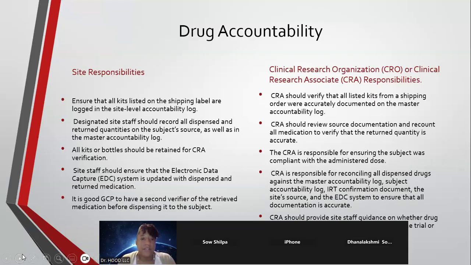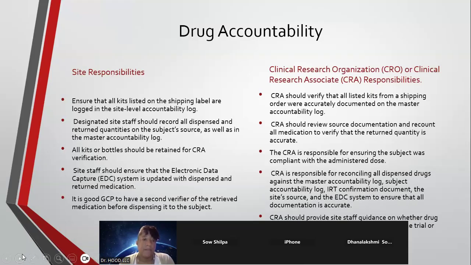The site staff should ensure that the electronic data capture, or the EDC system, is updated with the dispensed and returned medication. So usually in the EDC system, they're going to have you document the information from the source in that system. And it is good clinical practice to have a second verifier of the retrieved medication before dispensing it. Now, it's not a requirement, but it's a good practice.